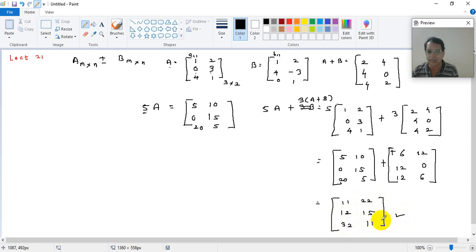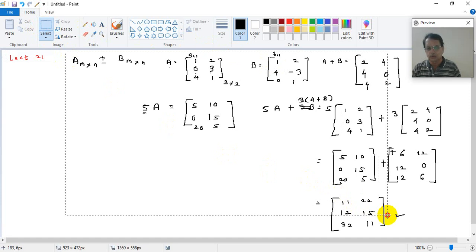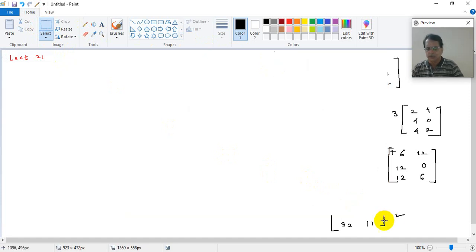So very simple. This is 5A plus 3 into A plus B, because A plus B we have already calculated. So we will multiply that matrix by 3. एखाद्या मॅट्रिक्सला स्केलरने मल्टिप्लाय करणं म्हणजे काय? तर त्या मॅट्रिक्स मधल्या सर्वच्या सर्व एलिमेंट्सना, प्रत्येक एलिमेंटला त्या स्केलरने मल्टिप्लाय करणं. I hope you understand. This is a very simple idea, nothing difficult, nothing big issue in this. So okay, this is what we have learned, how to scalar multiply and all those things. So I hope you understood the issue.